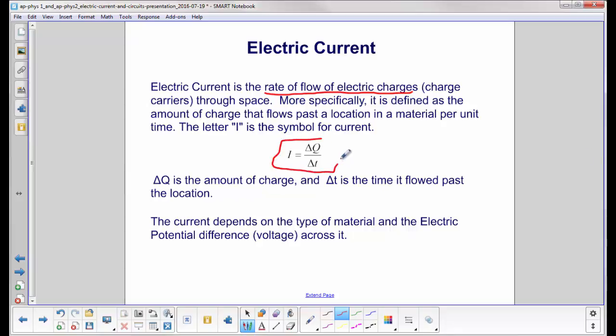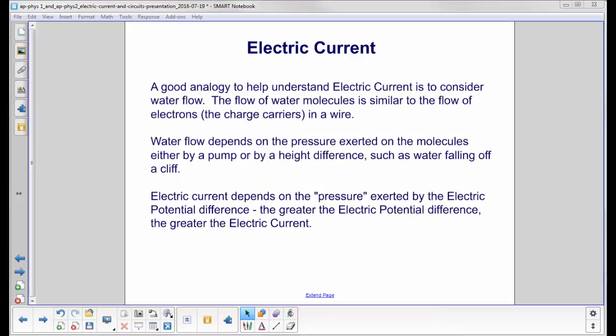I stands for current, probably because C is already used for coulombs, and it's how much current, delta Q, over the time interval, delta T. The current will depend on the type of material that it's flowing through and the electric potential or voltage across it. Since we normally don't see current, the few times we do see it, it's not a very good thing. It's when you get a spark coming from an electrical outlet, or lightning, frankly, is electric current.